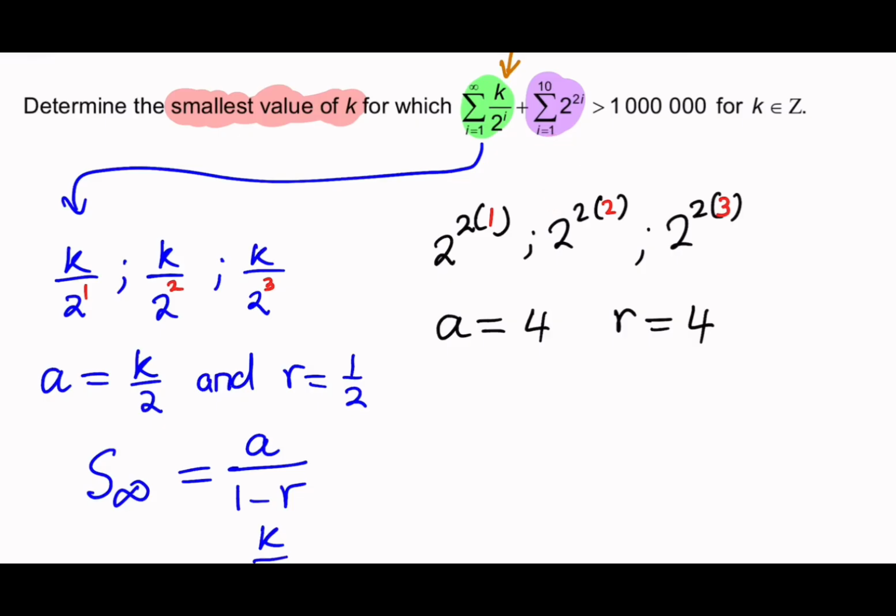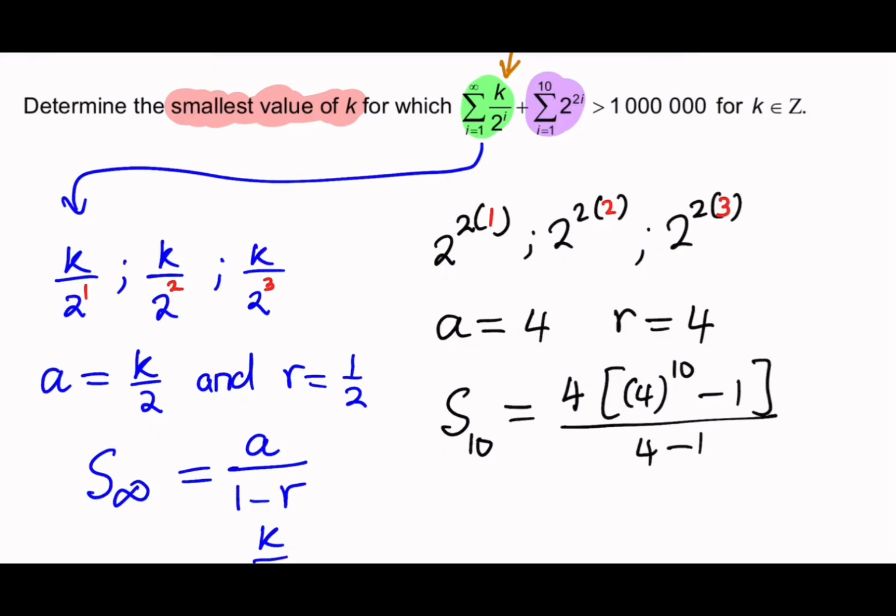In fact, it wouldn't even work, because the sum to infinity requires R to be between -1 and 1, and that R is way bigger than 1. So we need to find the actual sum to 10 terms, because there are 10 terms in that sigma there. A is 4. I'm just using the formula here, and then it's got R to the power n, but R is 4, to the power 10 minus 1, over 4 minus 1. So that's what you do using the formula A times (R to the power n minus 1) divided by R minus 1. That's what I'm using there.